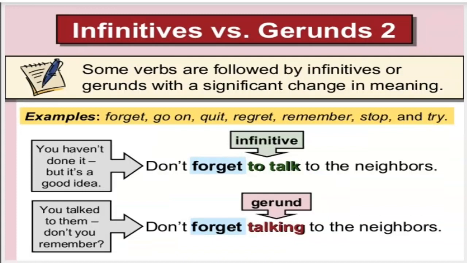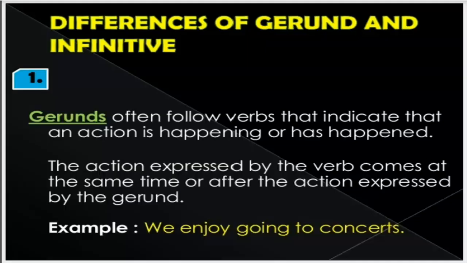Don't forget to talk to the neighbors. To talk is the infinitive, and this sentence means you haven't spoken to the neighbors so far, but it is a good idea if you do that. The second case, don't forget talking to the neighbors. Here talking is the gerund and this means that you have already spoken to them. Don't you remember that? So we find here the word talk, when used as an infinitive and a gerund, makes a significant change in the meaning. Gerunds often follow verbs that indicate that an action is happening or has happened.